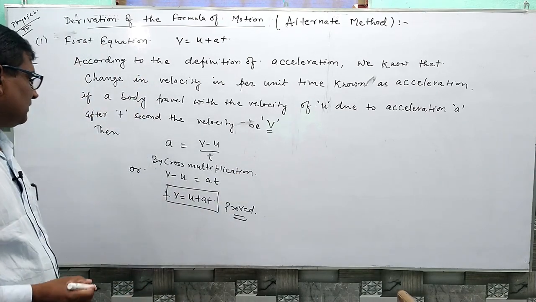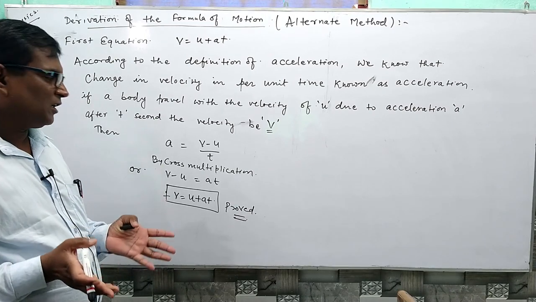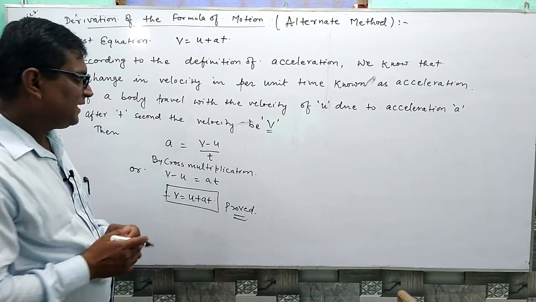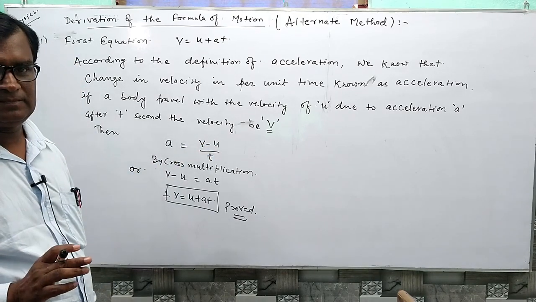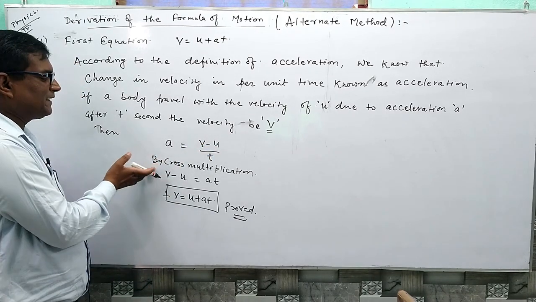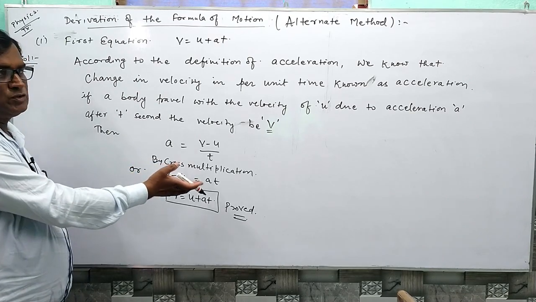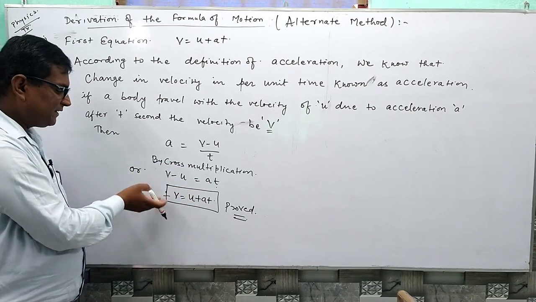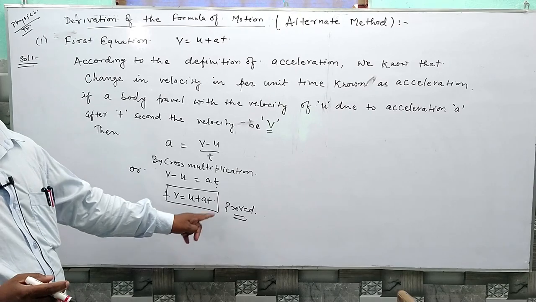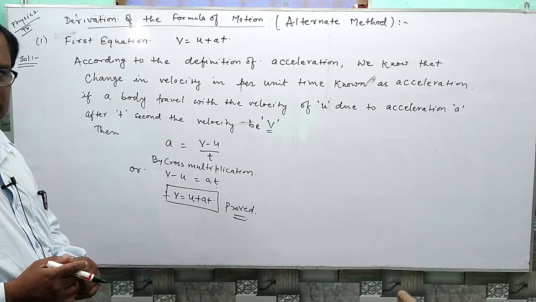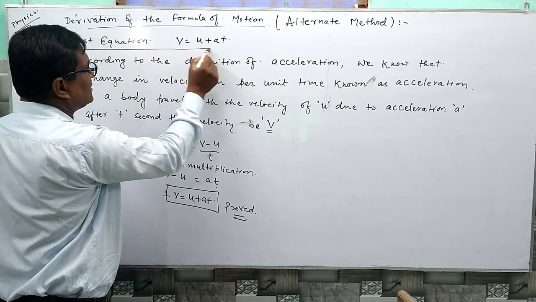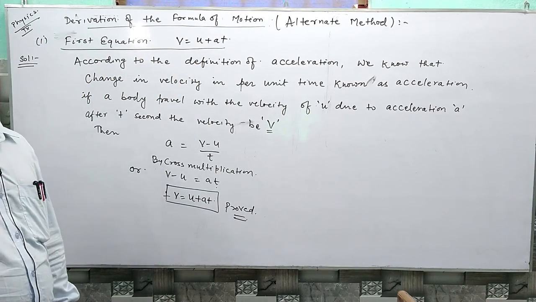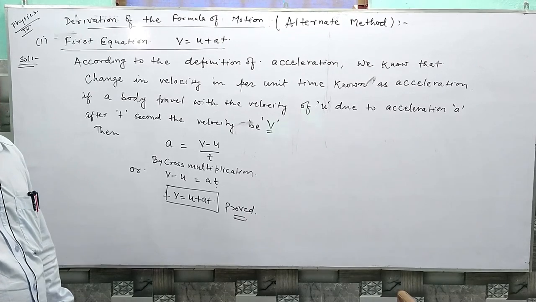Then according to the definition of acceleration, a equal to v minus u by t. By cross multiplication, v minus u equal to at, then v equal to u plus at. That is the derivation of the first equation, v equal to u plus at.